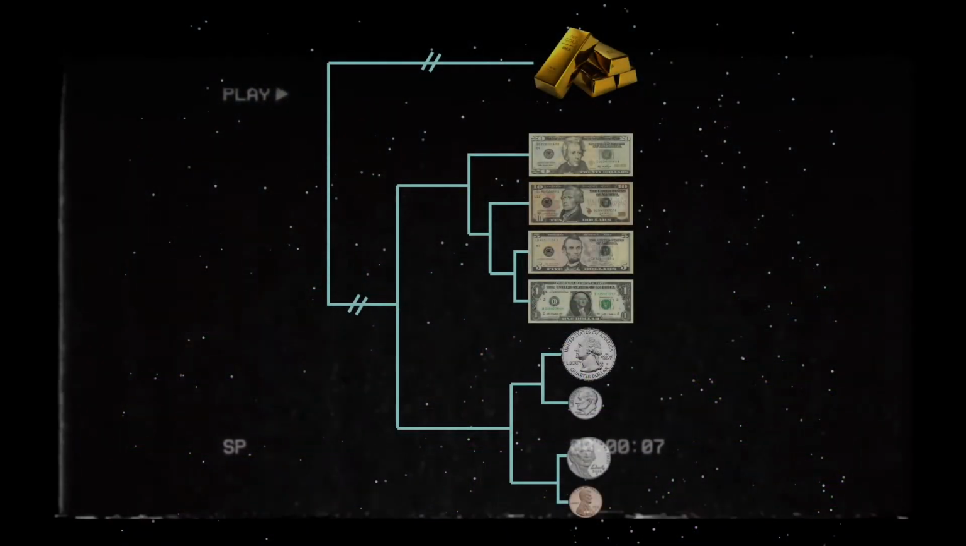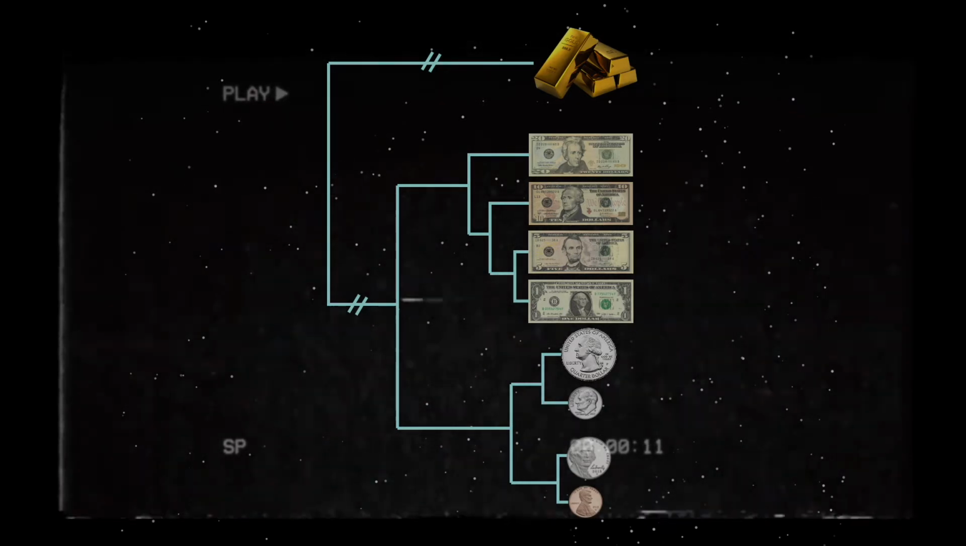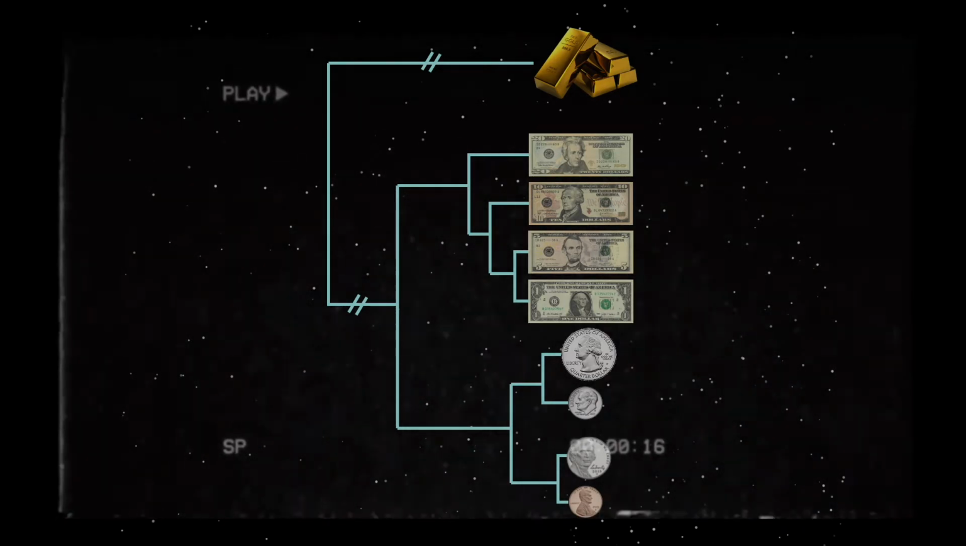This is a phylogenetic tree of money. A phylogenetic tree is a graphical representation of the evolutionary relationships among a group of organisms, or in this case, between money. In this video, we will go over how this tree was made.